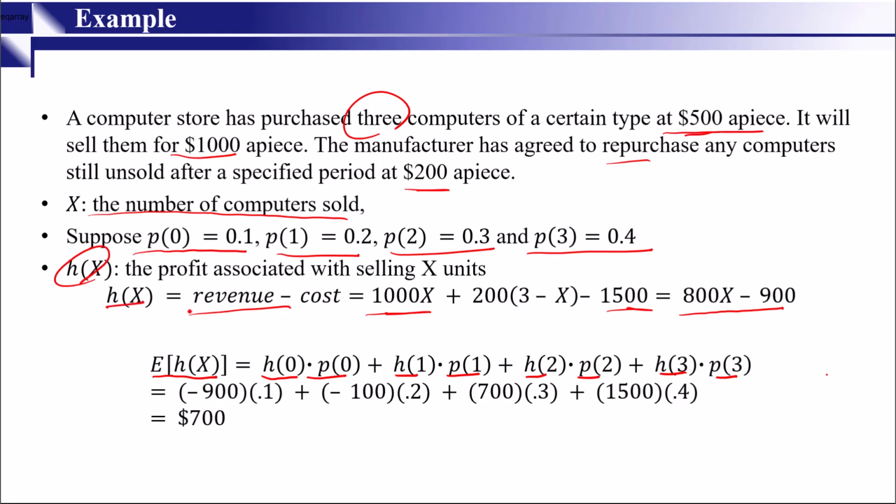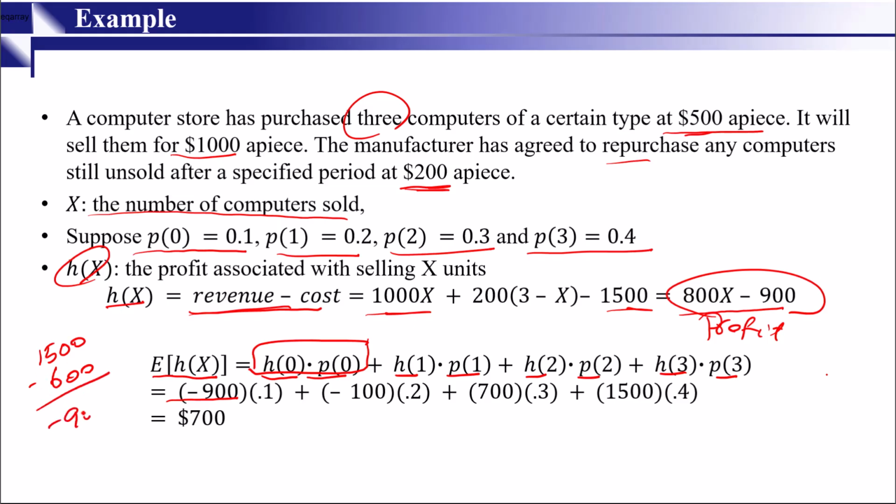Then, how to calculate the H0, right? H0 is based on revenue minus cost, based on this equation for the profit calculation. We say here minus 900. How? In this case, the guy did not sell any of the computers. So how much did he buy? He paid 1,500, right? And because he didn't sell any of them, when he returned them, he will get only 600. So he lost 900. Multiply 0.1.